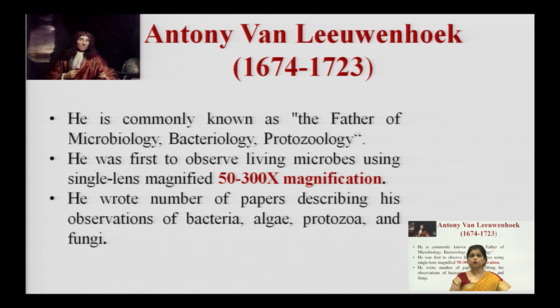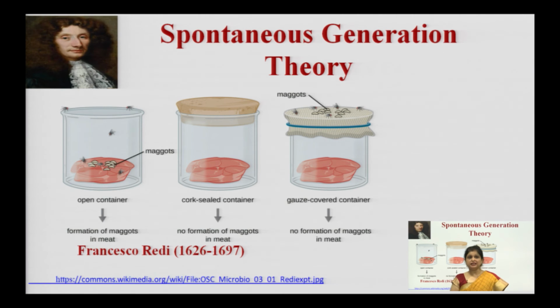The second scientist who worked under the discovery era was Antony van Leeuwenhoek. He is commonly known as the father of microbiology, bacteriology, and protozoology. He was the first to observe living creatures. He made a microscope with 50 to 300x magnification and wrote a number of papers related to it. He discovered algae, protozoa, and fungi. Many species were discovered by this scientist, and that is why he is credited as the father of microbiology, bacteriology and protozoology.